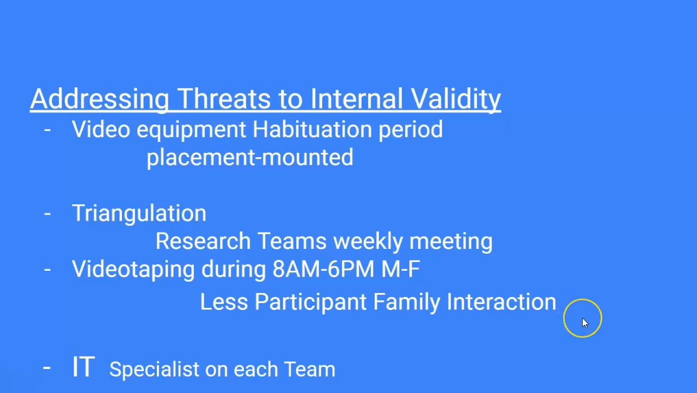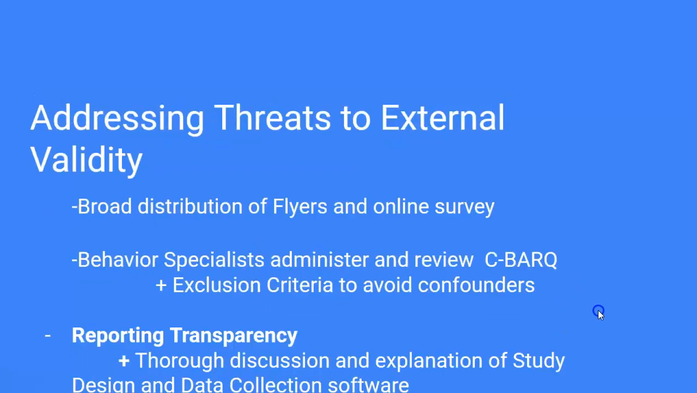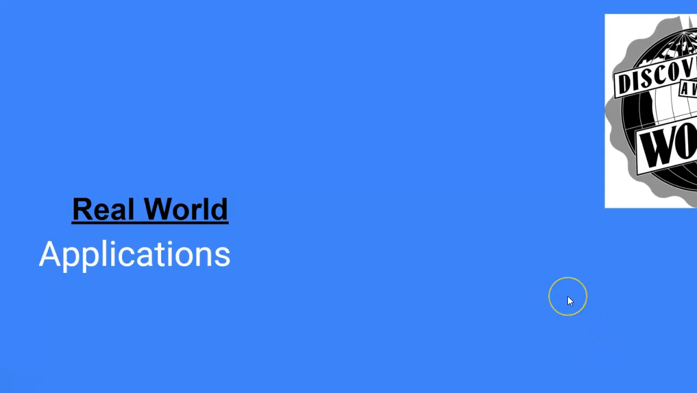Another important way that we're addressing the threats to internal validity is that we have 3 people per study team, and we're going to meet on a weekly basis to go over some of the video results. I'm also going to try to minimize the family interaction with the dog during the day, because we're just taping during the day, so family members aren't as likely to influence the dog's behavior. And I think it's important, with such complicated software, that we have an IT professional on each of the 3 research teams.